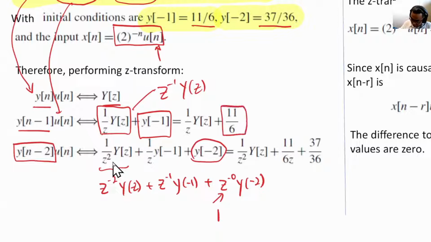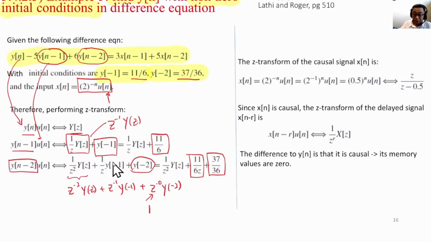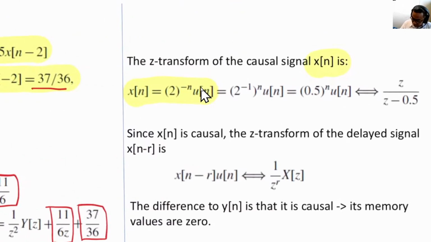So you will see that the initial conditions must be included in the Z-transform. If we do not include the initial conditions in the Z-transform, then you are actually solving a difference equation with zero initial conditions. In this example, that will be the wrong answer because the initial conditions are given to us. Alright, now let's find the Z-transform of the causal signal. It is this, and therefore you can work it out, and the answer is z over z minus 0.5 as its Z-transform.